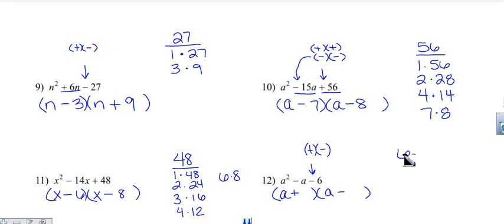So let's think about this. I don't have a lot of possibilities in 6. I have 1 and 6 and 2 and 3. When I put opposite signs, it actually causes these numbers to subtract. So which group would subtract and give me a negative 1? It's going to be this 2 and 3. Now remember what I said earlier. If you're trying to figure out which sign goes with which number, you can just try them in the different blanks, or you can remember that the larger number is always going to match the middle term. So negative 3 and positive 2 does give me negative 1.